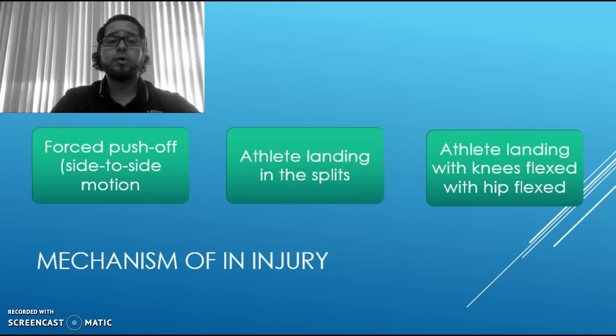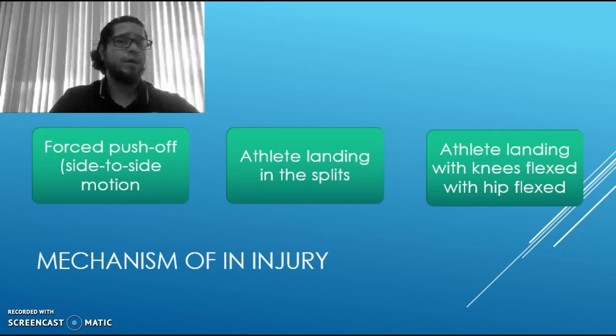We must also understand the mechanism of injury. Injury to the hip adductors most commonly occurs following a forced push-off, which is a side-to-side motion. An extreme amount of force is placed on the adductor tendons because of the athlete's momentum. A large amount of force is applied to one side in the frontal plane, and the adductor muscles must contract quickly to shift the force to the opposite direction.